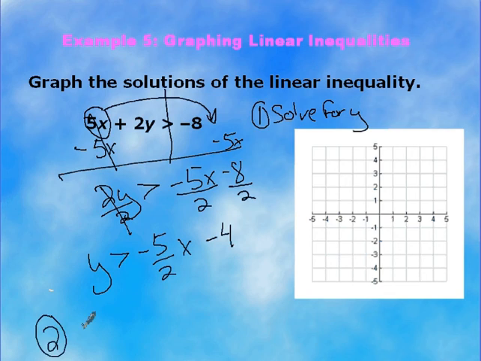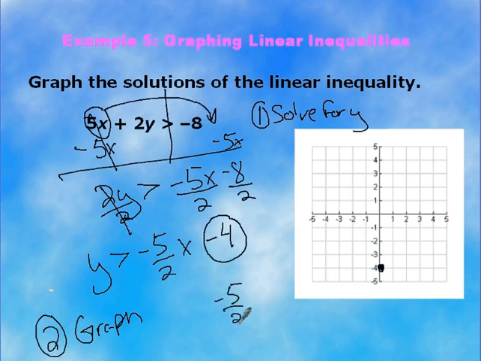Step 2, graph. Okay, so I'm going to graph this line. First I look at my y-intercept, that's negative 4, so I go to negative 4 on the y-axis and I put a dot. And then my slope is negative 5 halves. So from this dot, I'm going to have to go down negative 5, which is going to be a little bit hard, but we can do it. 1, 2, 3, 4, 5. Okay? And then I have to run to the right 2. 1, 2. Okay, and I'll put a new dot there.